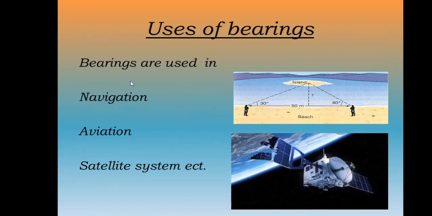Bearings are used for many purposes, but they are mostly used in navigation, aviation, or satellite systems. Like when a ship travels in a sea, or an airplane or aircraft travels in space, then bearing works as directions. So bearings are used to reach from one destination to another.